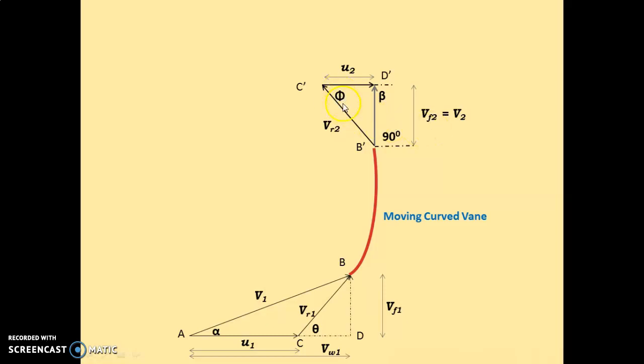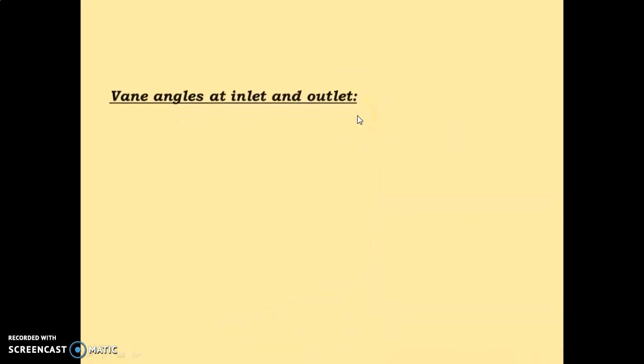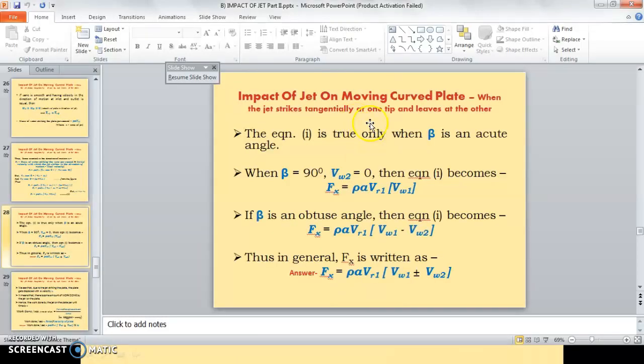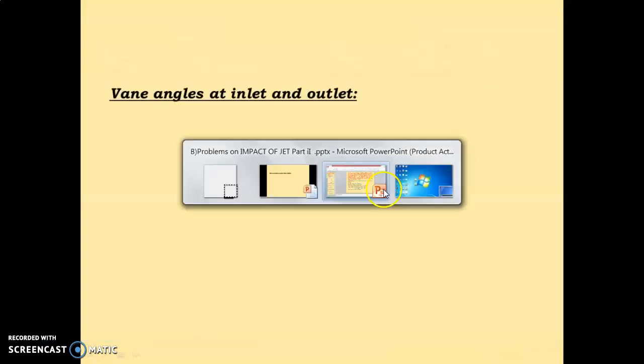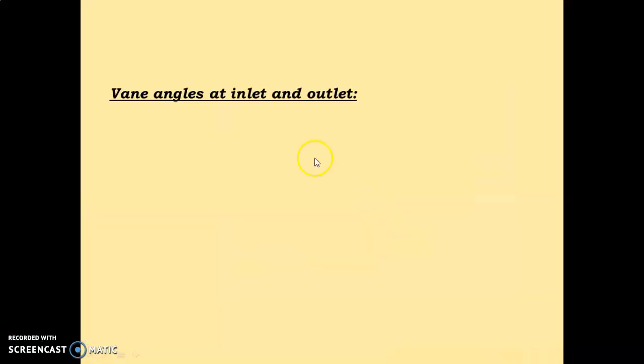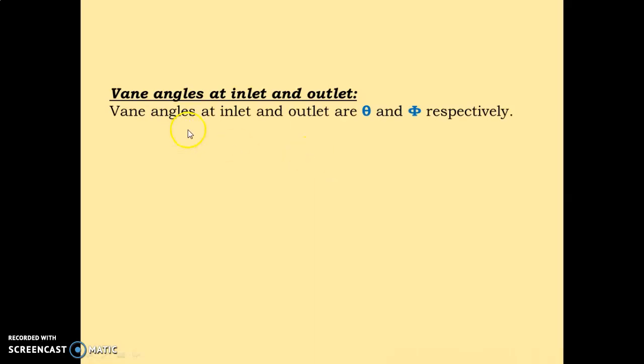Now what is angle phi? It is the angle of vane at the outlet. We also have to find out phi. Now we'll find out each property individually. Vane angles at inlet and outlet are theta and phi respectively.